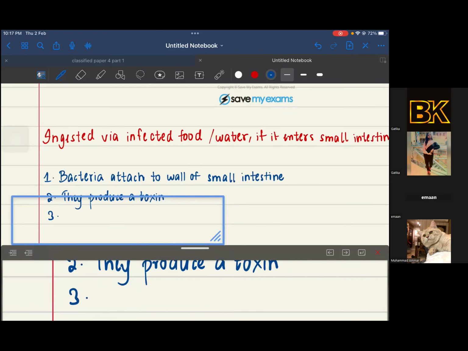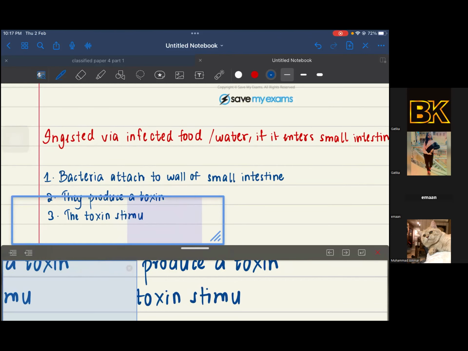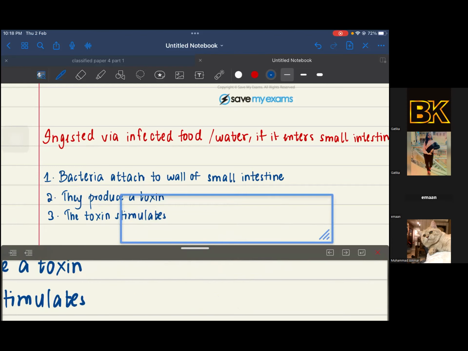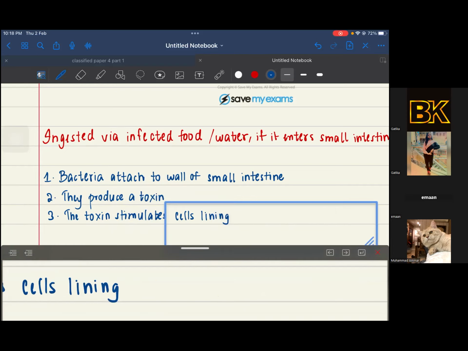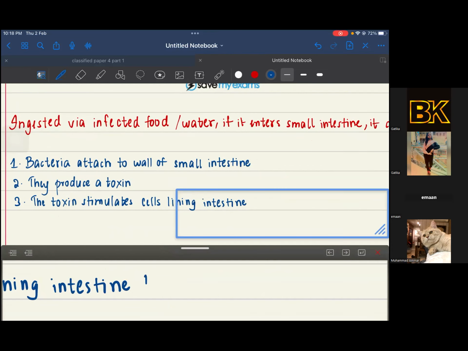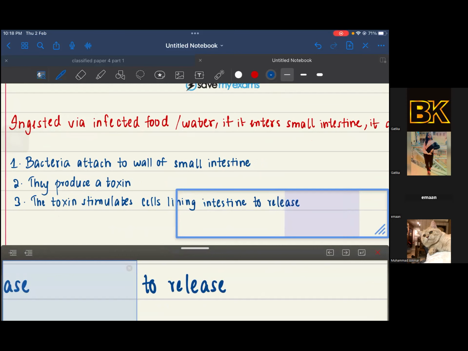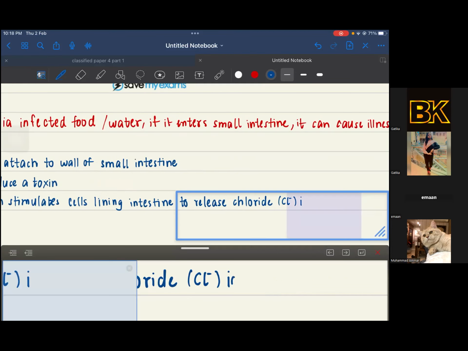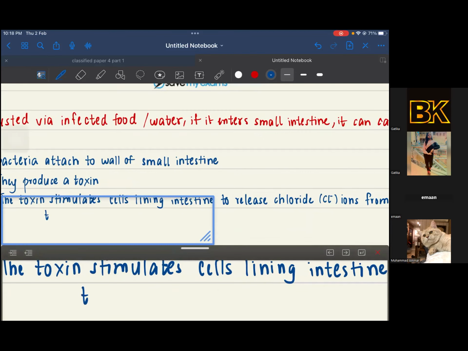Number three, the toxin stimulates the cells lining the intestine, or you can say the small intestine, same thing, to release chloride ions, or basically Cl minus ions, from the inside to the lumen. Okay, this was our three steps.